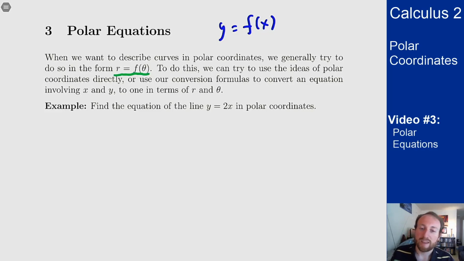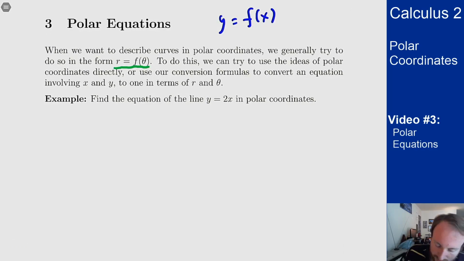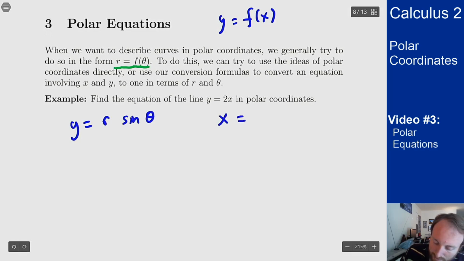The main thing you want to think about when we're trying to figure out what these equations look like is that you basically want to use the conversion formulas and plug them into your different equations to see what you get. As the first example, let's look at finding the equation of the line y equals 2x in polar coordinates. So to do that, I'm going to use my two conversion formulas for y and x, plug them in, and see what happens. Since I know that y is r sine of theta and x is r cosine theta, I can just plug these in.